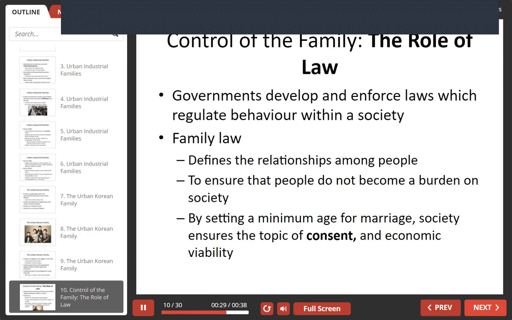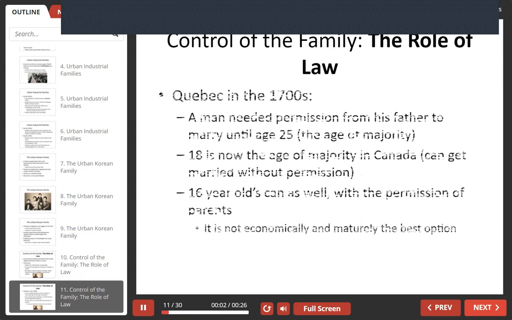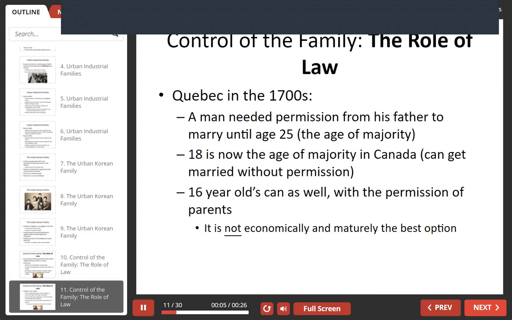By setting a minimum age for marriage, society ensures that the topic of consent and economic viability is outlined for all citizens. In the 1700s, Quebec saw that a man needed permission from his father to marry until the age of 25, which was the age of the majority. 18 is now the age of majority in Canada, so you can get married without permission. And 16-year-olds can as well, with the permission of parents, but it is not economically and maturely the best option.